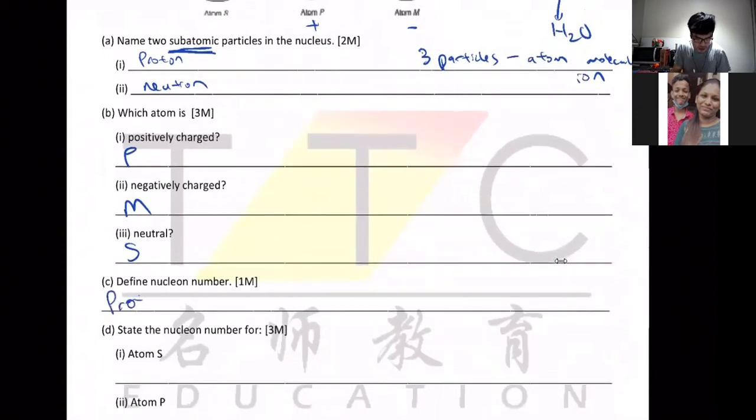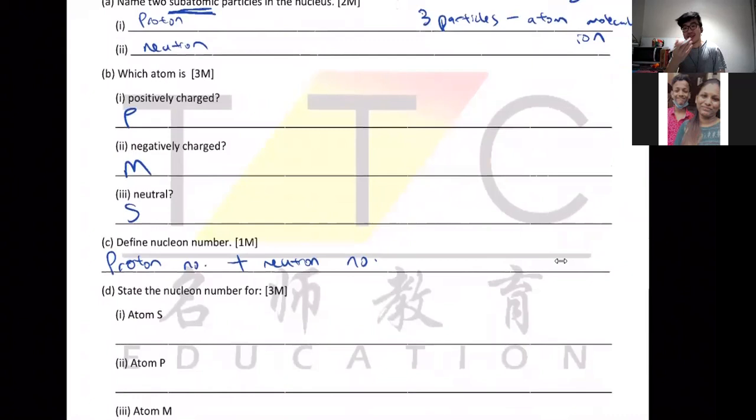So define nucleon number. Nucleon number is from proton number plus neutron number lah. But in the exam, you cannot write like this. You have to write in full sentence. Nucleon number is the sum of proton number and neutron number. Nombor nukleon adalah jumlah nombor proton dan nombor neutron. Very annoyingly, you have to write the whole sentence. Not here. This is for your own reference one. I'm just going to keep it short.